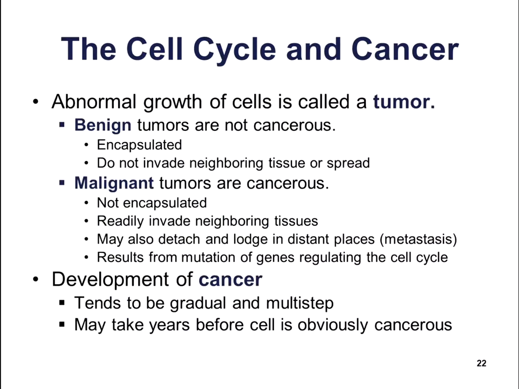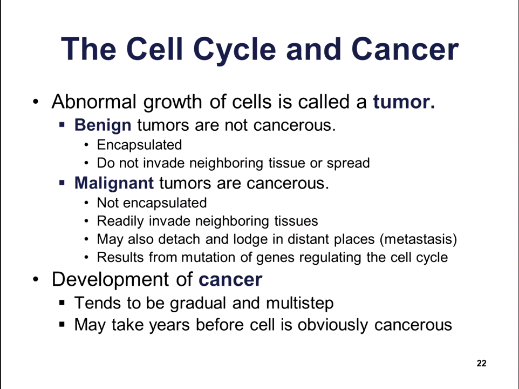So, earlier I mentioned that we want all our cells to be in line and doing what they're supposed to be doing. But we all know that sometimes that doesn't work out like it should. And sometimes we see tumors. So a tumor is an abnormal growth of cells. A benign tumor is not cancerous. It is encapsulated and it does not invade its neighboring tissue, and therefore it does not spread.